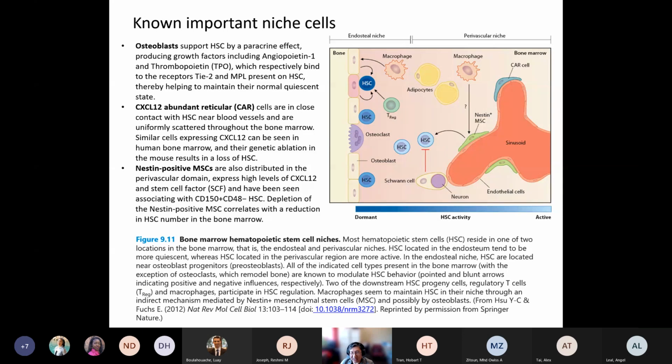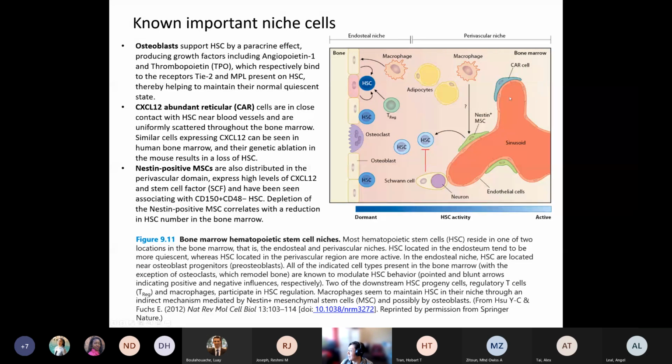So the cells are in quiescent state. They are not within the cell cycle. They're out of the cell cycle. So they just sit there waiting for their time, just keeping their identity. So that's important to keep the cells in quiescent state. And the osteoblast is the one that performs that function.